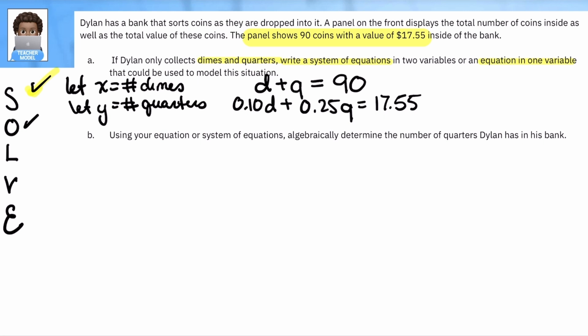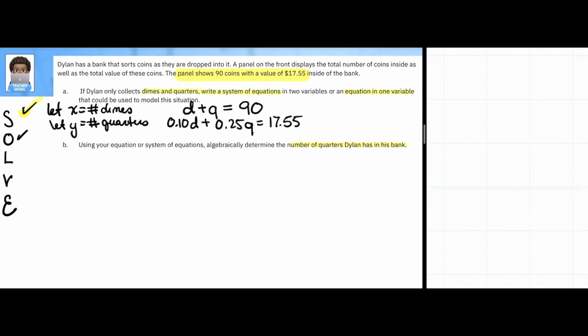Let's look at the next question. Use your equation or system of equations to algebraically determine the number of quarters. So we want to know the number of quarters Dylan has in the bank, and we want to use this algebraically. So we can't use graphing for this one. All right, so I'm going to hit pause for a second. Let's set up our calculator. I'm going to use the elimination method for this.